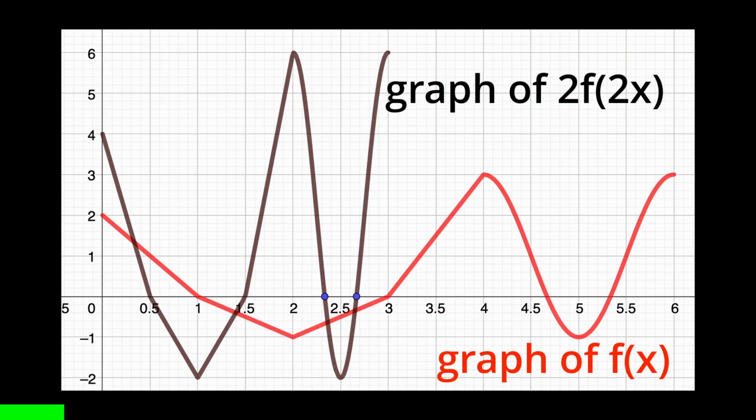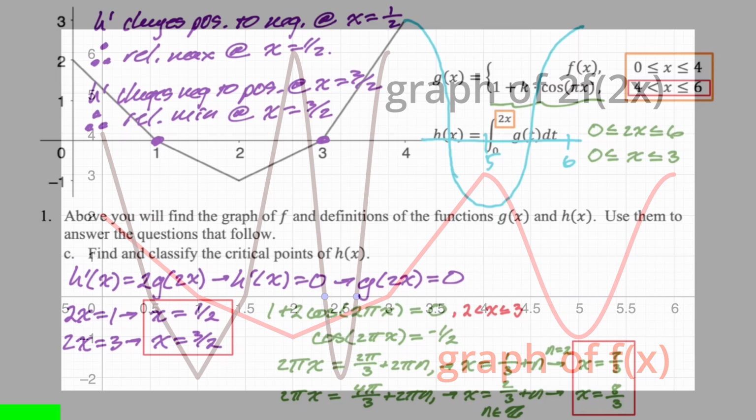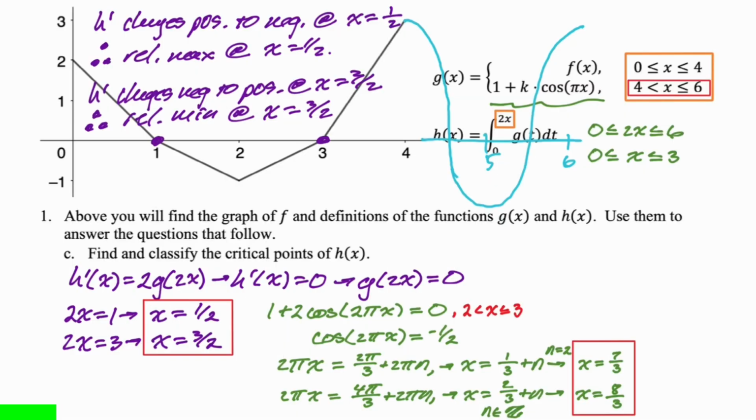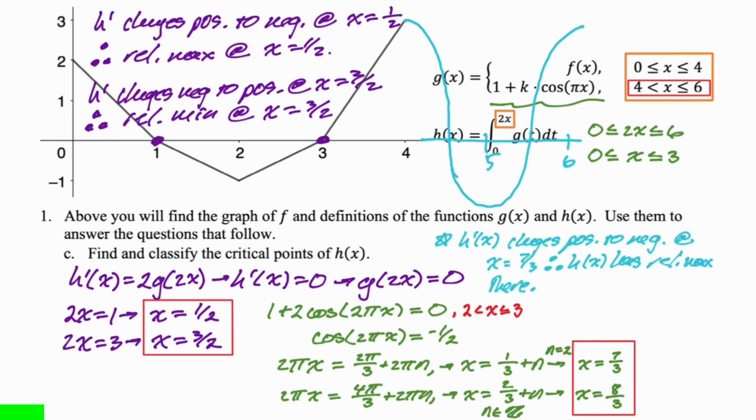All right. We know that we are changing from positive to negative at that first critical point and negative to positive at the second critical point. That's the key. So I'm going to say h prime changes positive to negative at the first critical point, which is 7/3. So h of x has a relative maximum there, and then changes from negative to positive at 8/3. So we have a relative minimum there. This is a challenging problem. Of all the Calc AB level problems that I've written in a while, this one's way harder than I thought it would be.